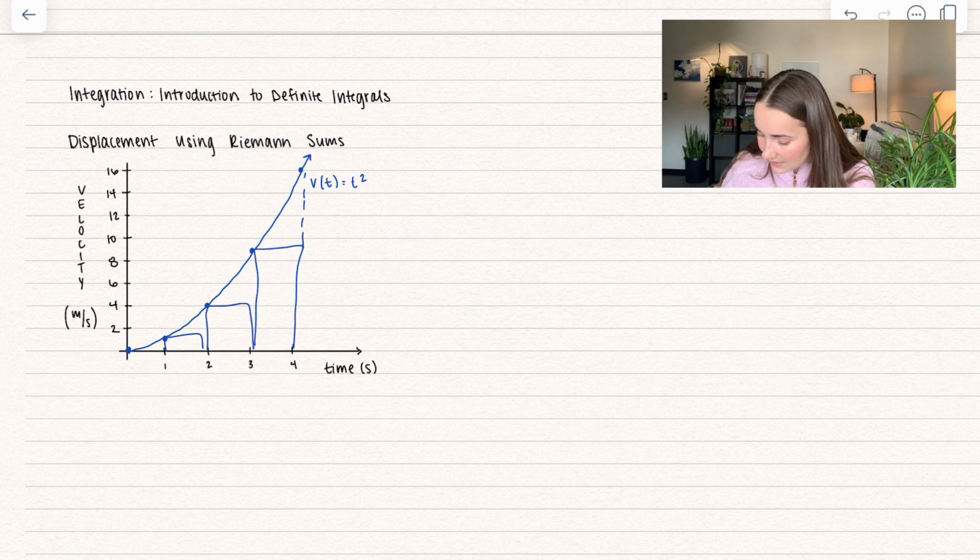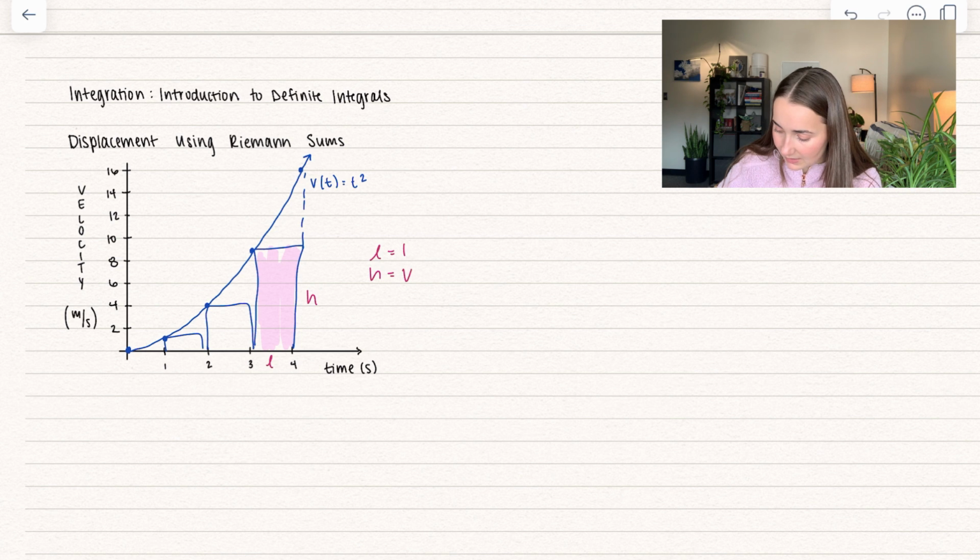So let's go ahead and take this area, for example. When we find this area, we're going to multiply the height times the length. I already know the length is going to be 1 because it's between 3 and 4 seconds. But what is our height going to be? This is going to be by plugging in the time into our velocity function. So here we have a time of 3, which we can see by this height right here. It goes up to our velocity function, and so we're going to plug that in. So that's equal to 3 squared, which is equal to 9.